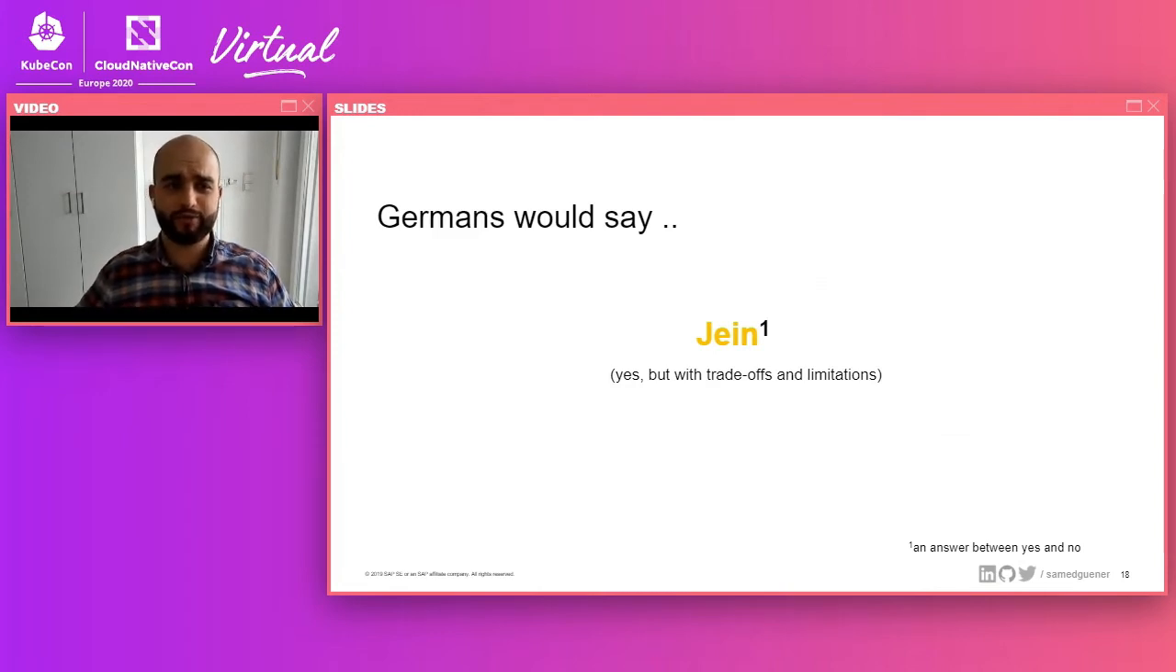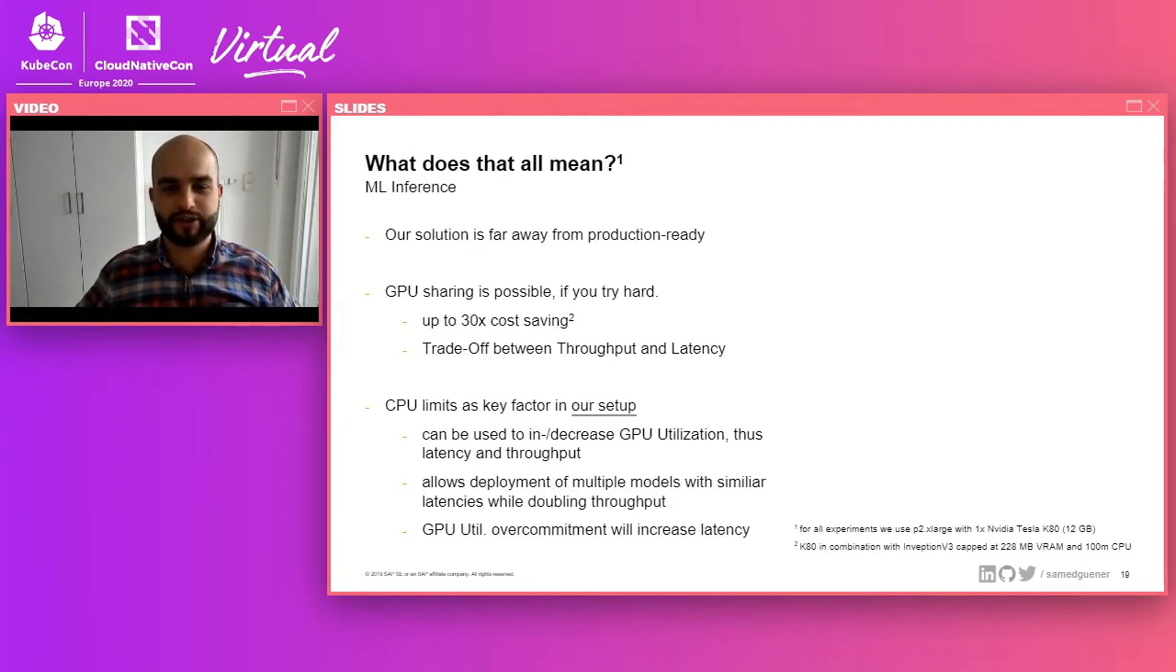Well, in Germany, Germans, after seeing all of these results, would say, "Jein," which is a slang for yes and no. Or in other words, in our world, yes, you can share a GPU, but we have trade-offs and accept, at least for this implementation, some limitations. So after having so many figures and numbers, you were asking yourself, okay, what happened now here? So what does it all mean for our implementation?